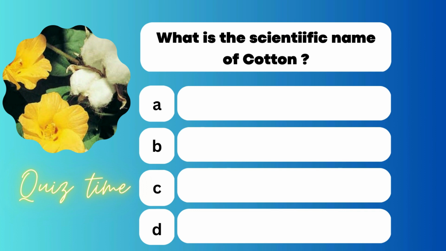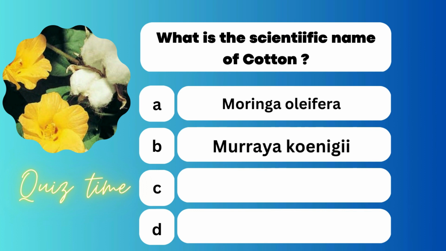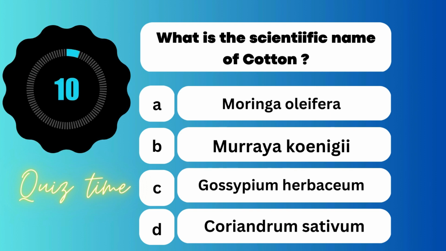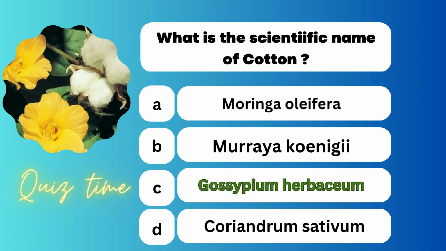What is the scientific name of cotton? A. Moringa oleifera. B. Moroya canigii. C. Gossypium herbaceum. D. Coriandrum sativum. The answer is C. Gossypium herbaceum.